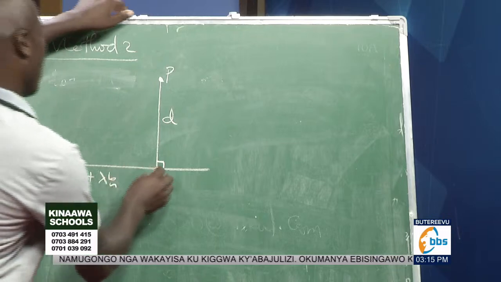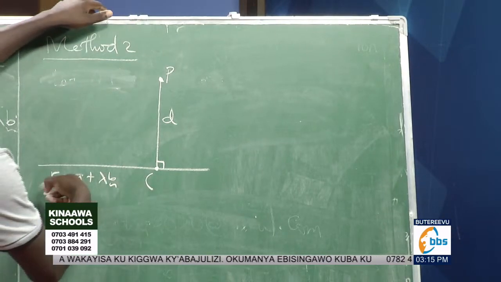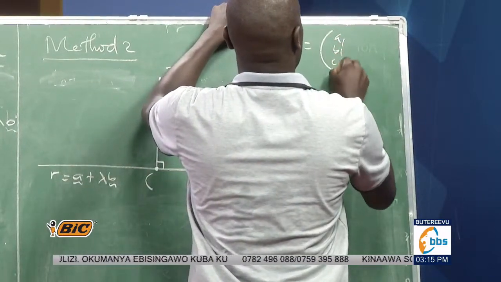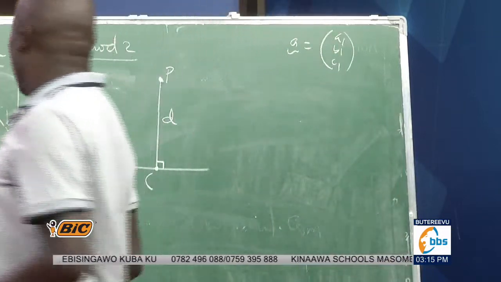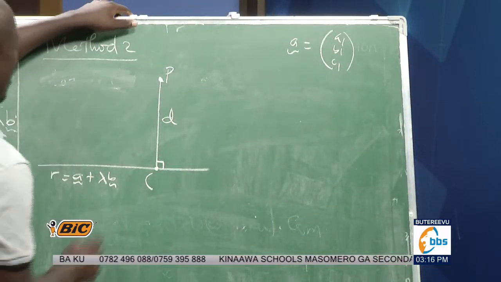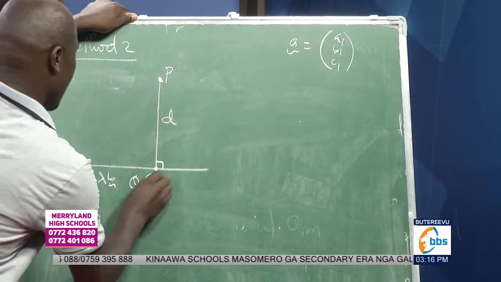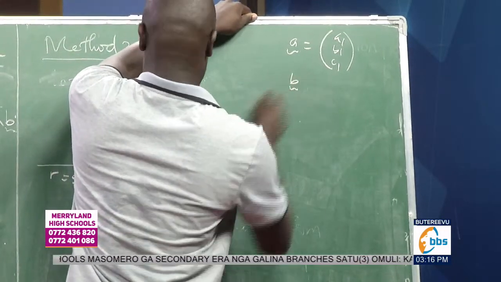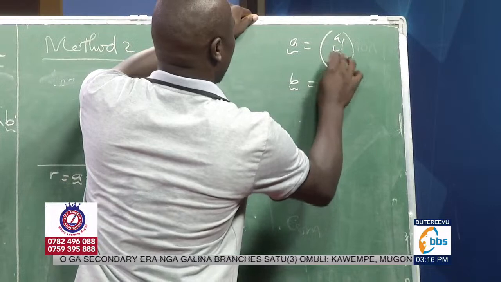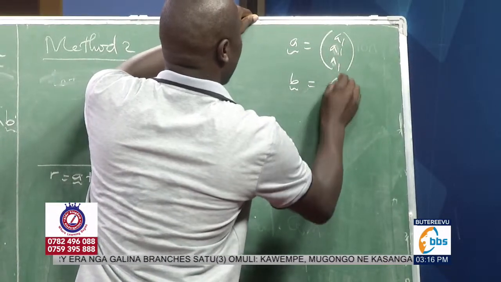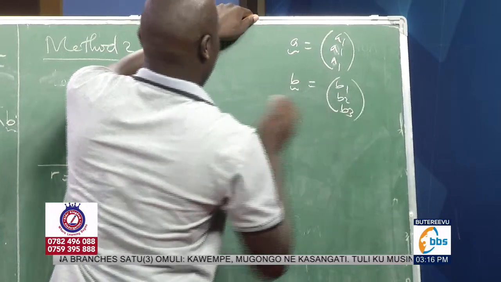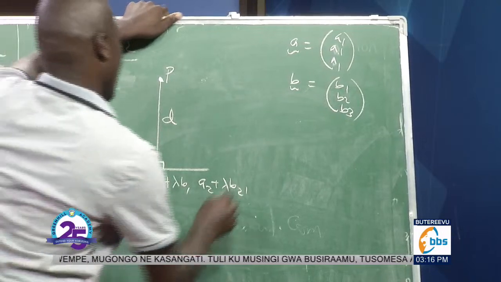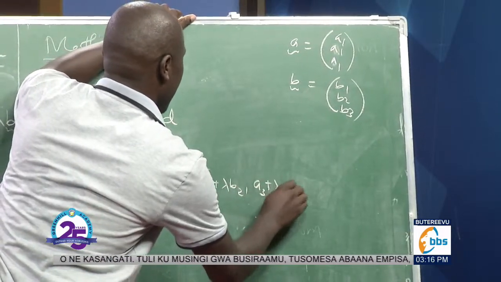Now, of course, this point Q lies on this line. So remember our A, if it has coordinates A1, A2, A3, and the direction vector is B1, B2, B3, then our point Q should be A1 plus lambda B1, and then A2 plus lambda B2, and then A3 plus lambda B3.